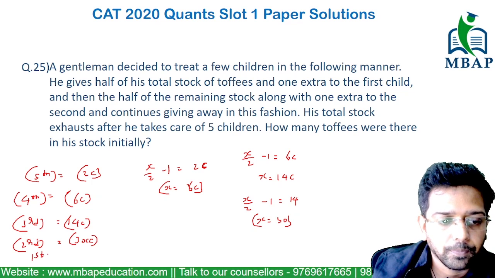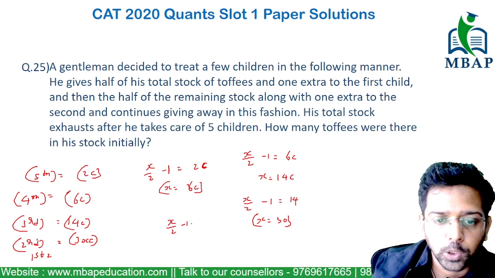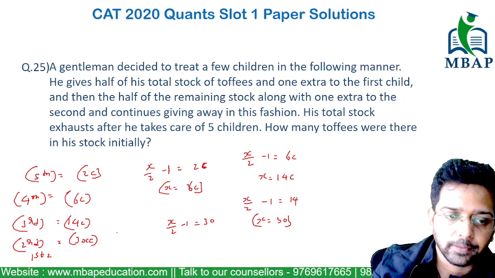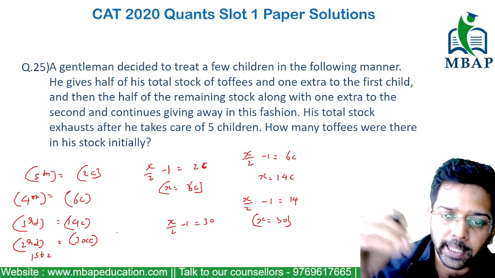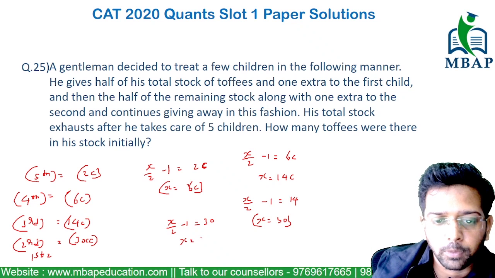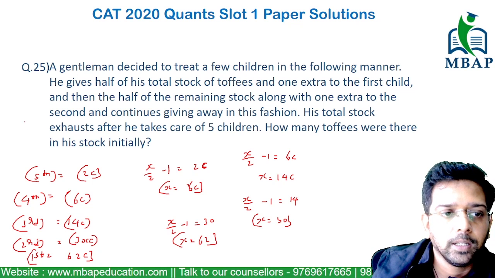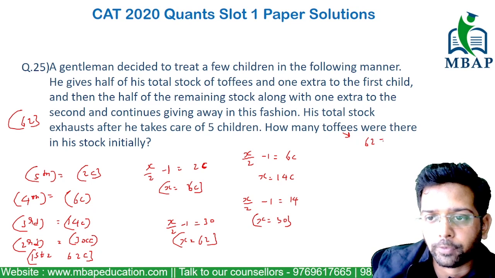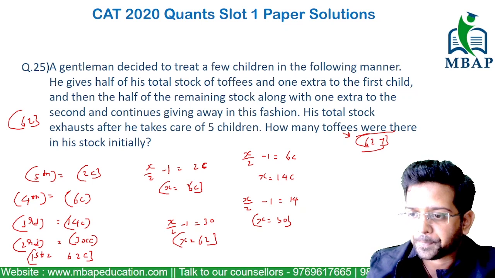Now comes the first child. The first child will also do it in a similar fashion. It is x by 2 minus 1 equal to 30, which means 30 chocolates was given to the second child after eating whatever the first ate. First ate half plus 1, so the left will be half minus 1. If you solve this, x will become 62, which means the total number of chocolates present initially would have been 62, and that's my answer. How many toffees are present? 62 toffees are present in the beginning. That's our primary answer that we are looking at to find.